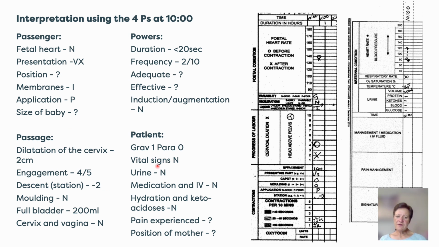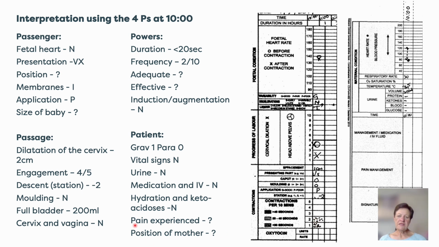Now, the vital signs we've said are normal. The urine is normal. She has passed 200 milliliters and there's nothing in it. So the bladder is not causing any obstruction and there's no problem in the urine. She hasn't received any medication. There are no signs of dehydration and ketoacidosis. And we're not sure about the pain. It doesn't look as if she really experiences pain. We need to determine whether she can cope with what she experiences. But the contractions are far apart and they're not strong.